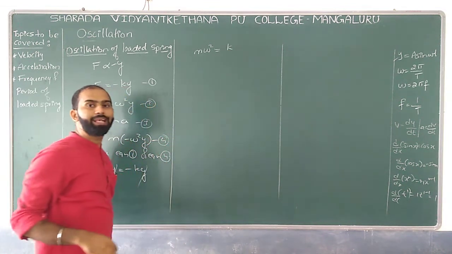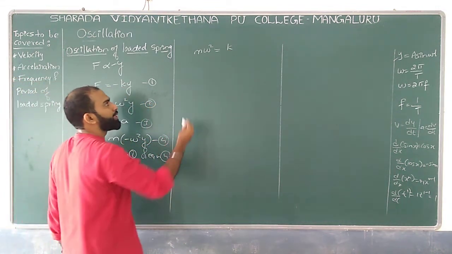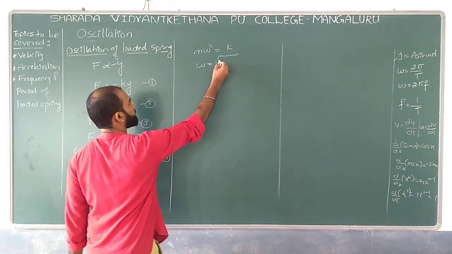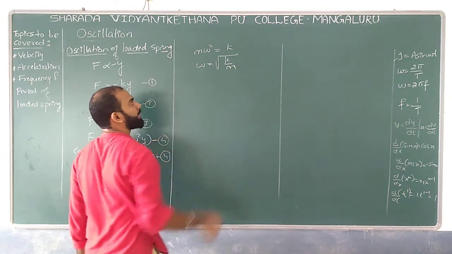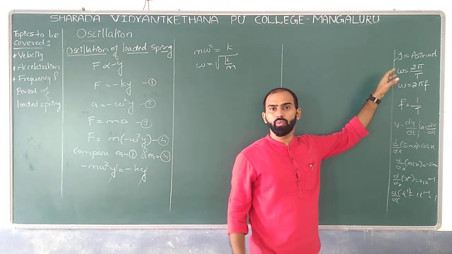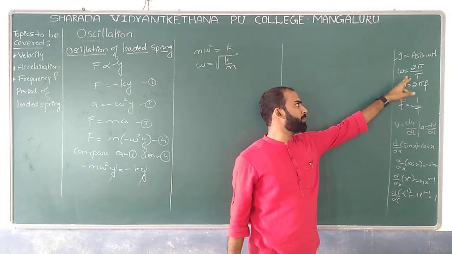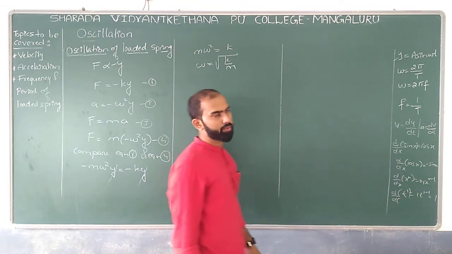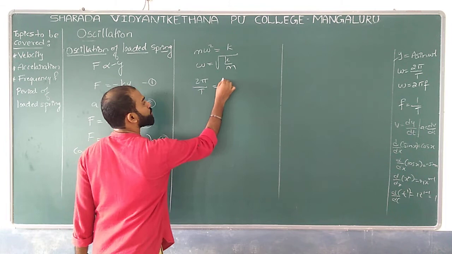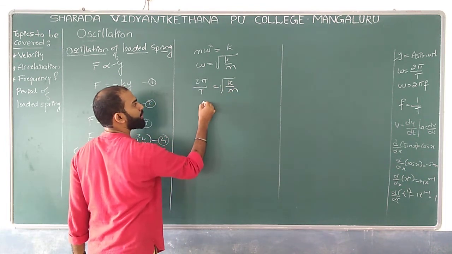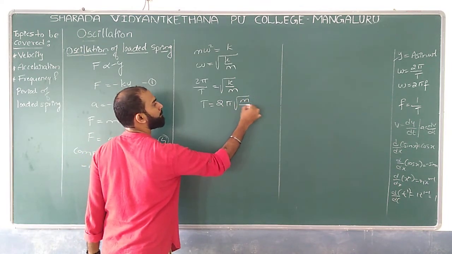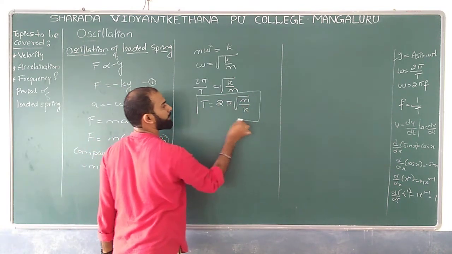Well, k is a spring constant. So with respect to omega, what can we write? That is the square root of k by m. But we know, with respect to time period, omega is equal to 2 pi by T. So if I do so, 2 pi divided by T is equal to square root of k by m. If I want to write with respect to T, I can write T equals 2 pi into square root of m by k. This is the time period relation.